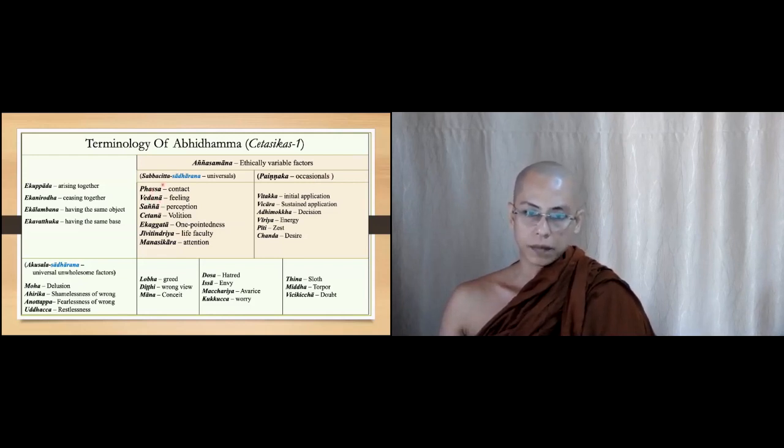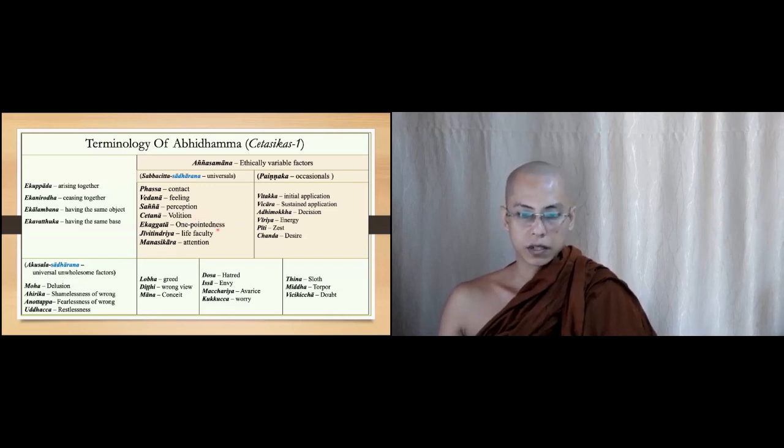Under the Sabbacitta sadharana, universal, there are 7 mental factors: Phassa, Vedana, Sanna, Cetana, Ekaggata, Jivitindriya, Manasikara. We will talk about them many times. Phassa, what is phassa? We will explain more. Vedana is feeling, so painful feeling or pleasurable feeling, and vedana will be classified into different types. Sanna is perception. Volition, Cetana, we call kamma cetana.